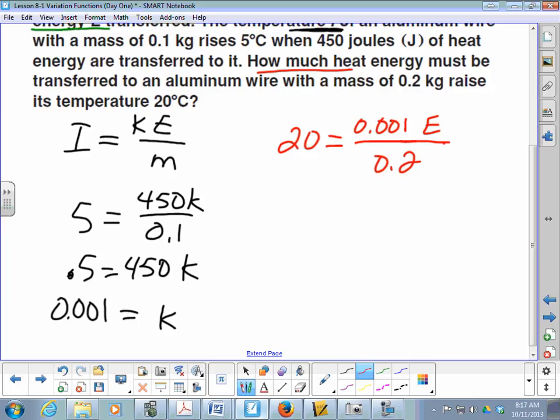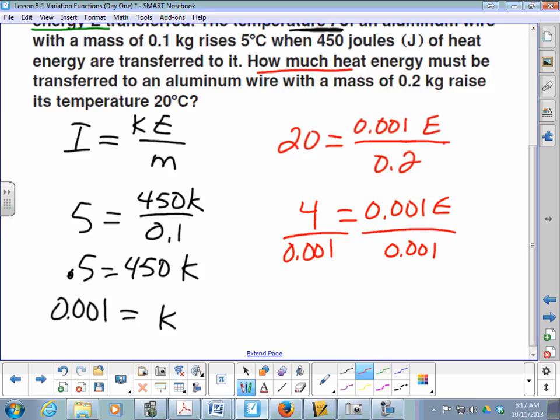Let's see, I'll multiply by 2/10, and I get 0.4, or not 0.4, 4. 4 equals 0.001 E. We divide by 0.001, and so we get 4,000, right? Okay, 4,000 what? Joules of energy.